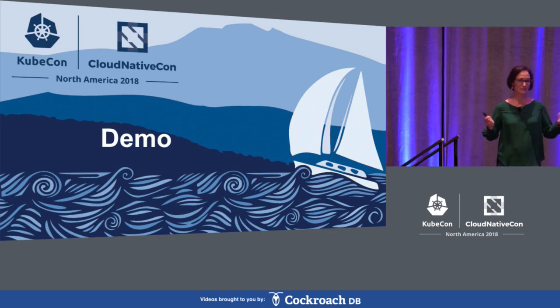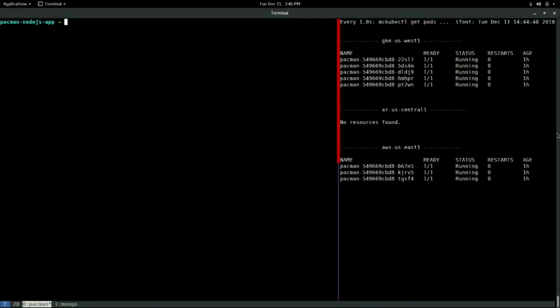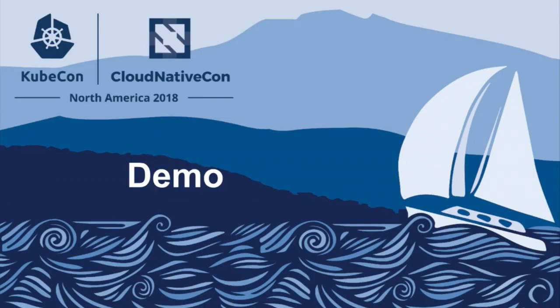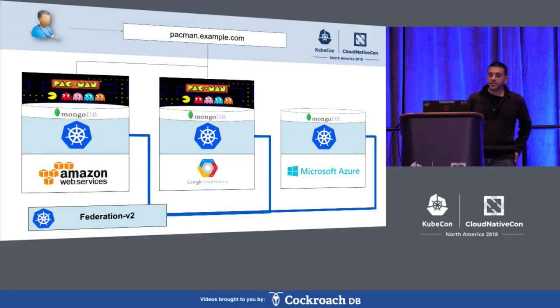So with that, let's see it in real life. All right, so let's take a look here, and let's show you the current state of things. What we have is a set of Kubernetes clusters. We have a cluster running on AWS, GCP, and Azure. And we've deployed the federation control plane onto the GCP cluster specifically.